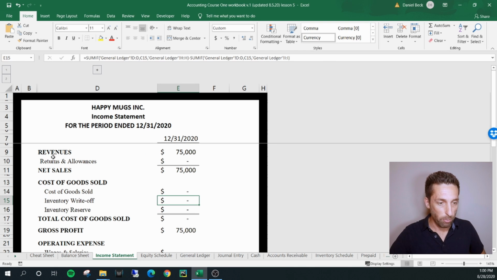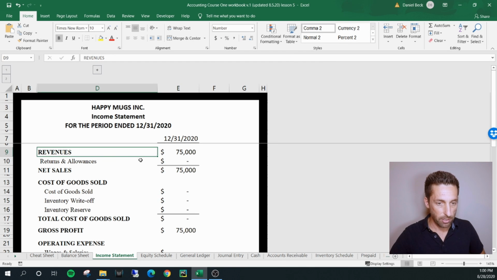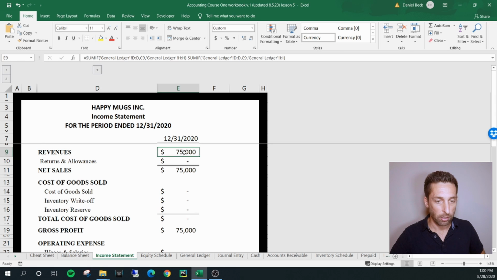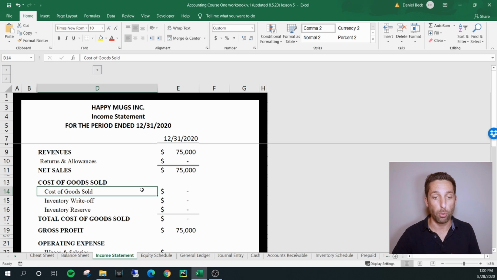And now you can see this statement has pulled in the revenue piece. Now you would never be able to give this financial statement to anyone because it's not a completed statement at this point. We haven't recorded the cost of goods sold, which is the cost that the inventory personally cost our company that we sold for a profit, right? So it's not complete yet, but we can at least see how this financial statement is starting to come together.